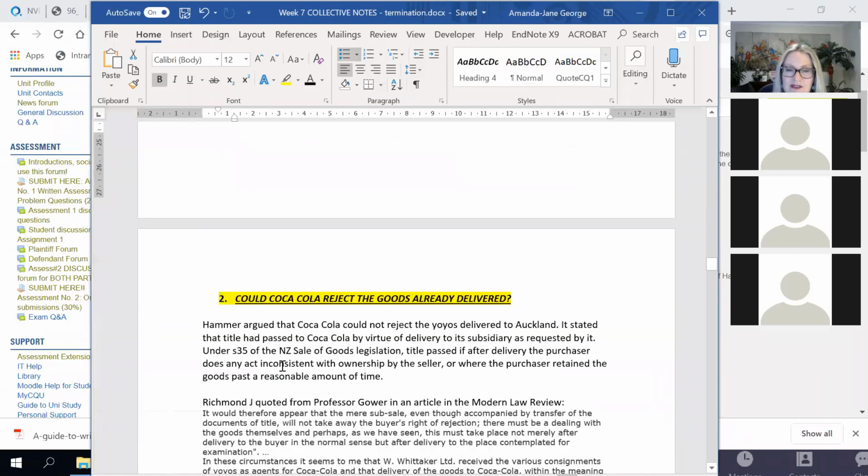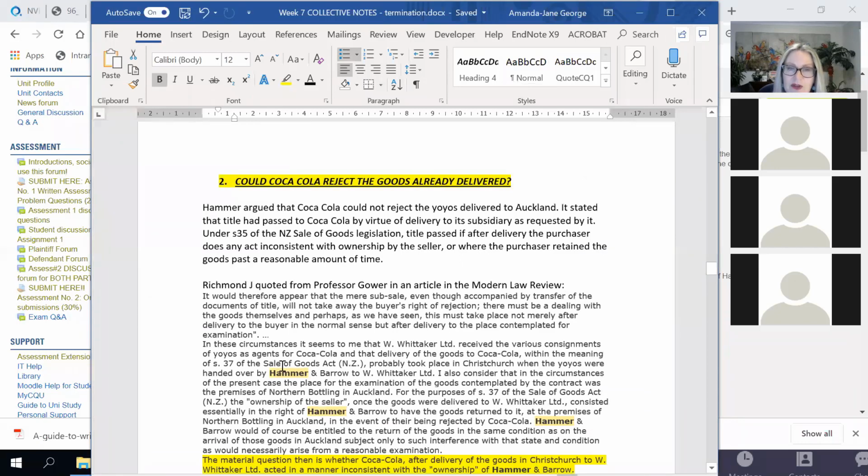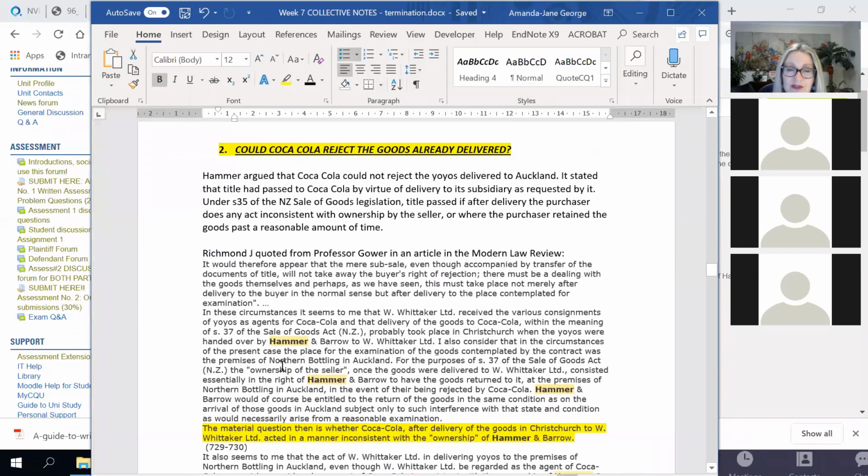There are a few other things that factored in there. Could Coca-Cola reject the goods already delivered? Hammer argued that Coca-Cola could not reject the yo-yos delivered to Auckland.